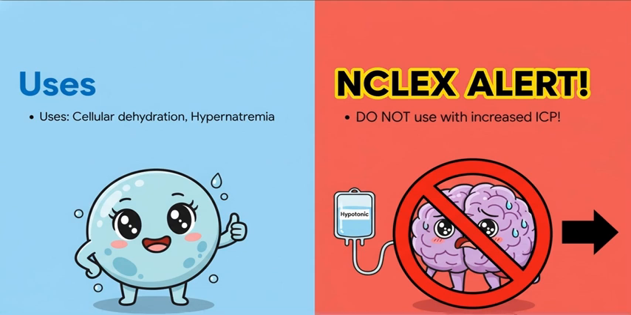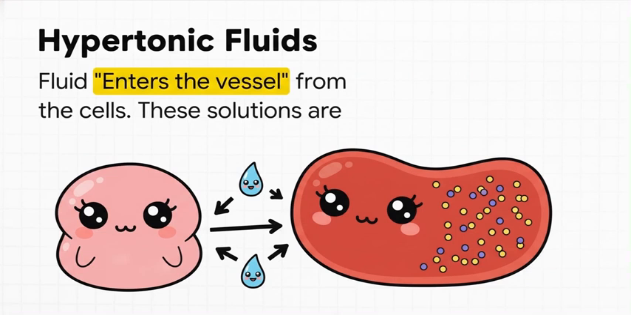But, and this is a critical safety alert, you must never ever give hypotonic fluids to a patient with a head injury and increased intracranial pressure. It'll cause those already swollen brain cells to swell even more, and that can be fatal. All right, last but not least, we have hypertonic fluids.